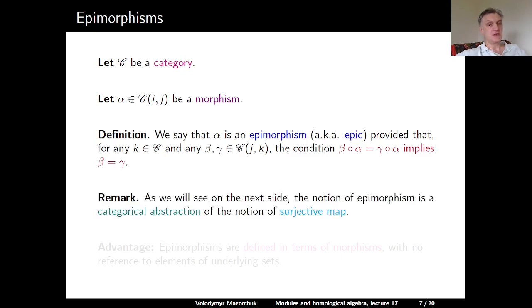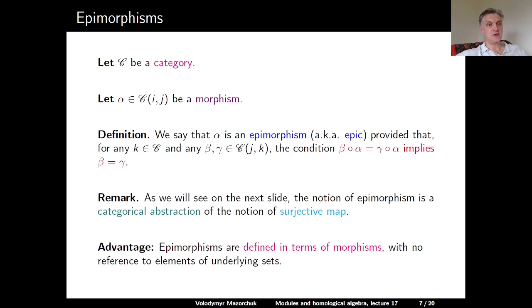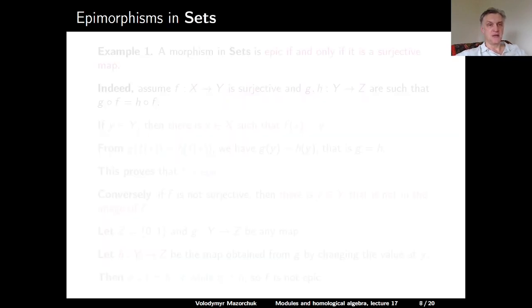Remark: as we will see on the next slide, this notion is a categorical abstraction of the notion of a surjective map. And similarly to monomorphisms, the advantage of this notion is that it is defined purely in terms of morphisms with no reference to elements of the underlying sets. So, example 1, a morphism in the category of sets is epic if and only if it is a surjective map.